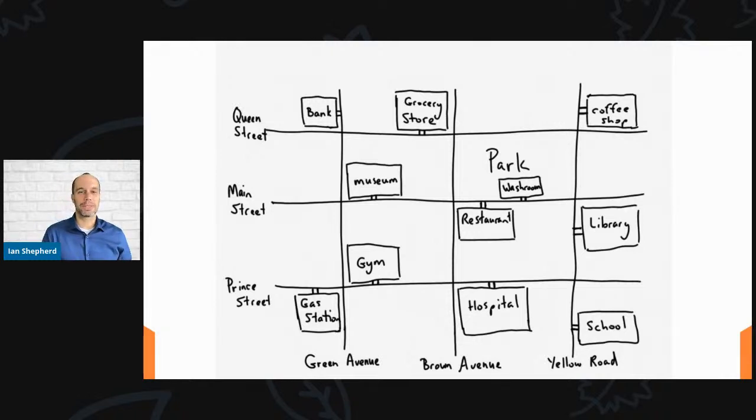Okay, now we have some places. On the map, we can see the bank starting at the top, this way. Top: bank, grocery store, coffee shop, museum, restaurant, washrooms, and library. And then the bottom part of the map, down there: gas station, gym, hospital, school. Does anybody have any questions about my beautiful map?